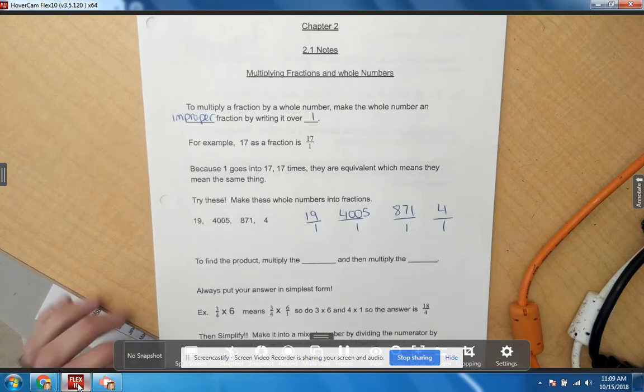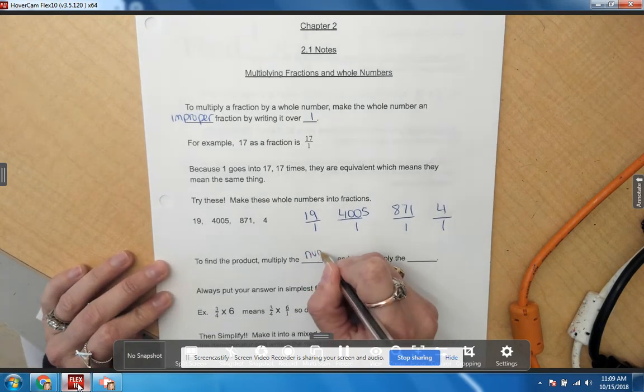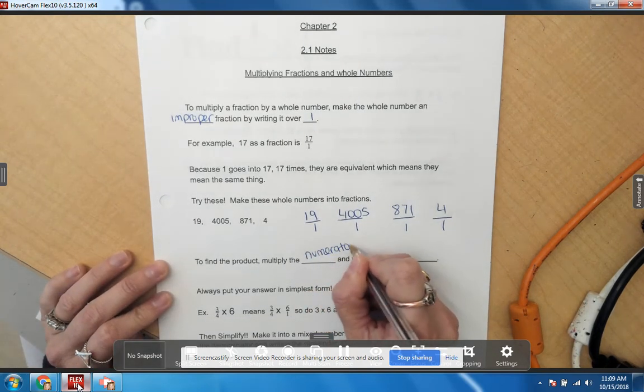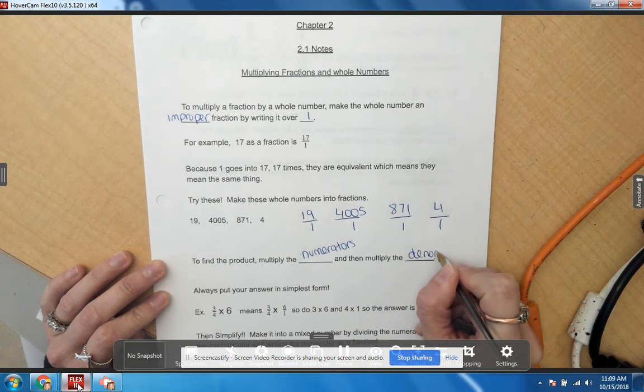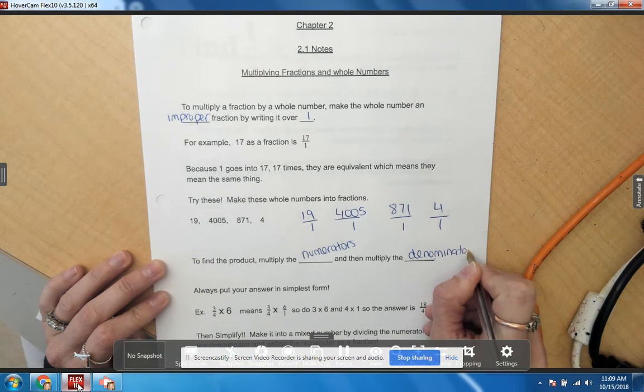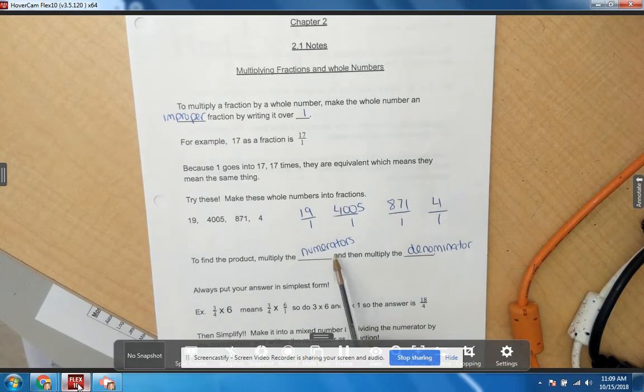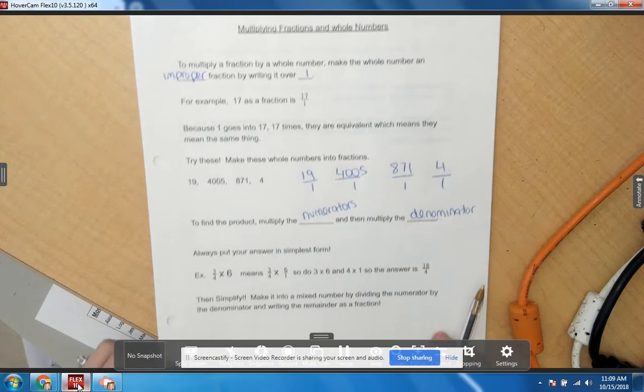To find the product, multiply the numerators. So numerator times numerator, and then multiply the denominators. So denominator times denominator. Remember, the numerator is the top of the fraction and the denominator is the bottom. Always put your answer in simplest form.